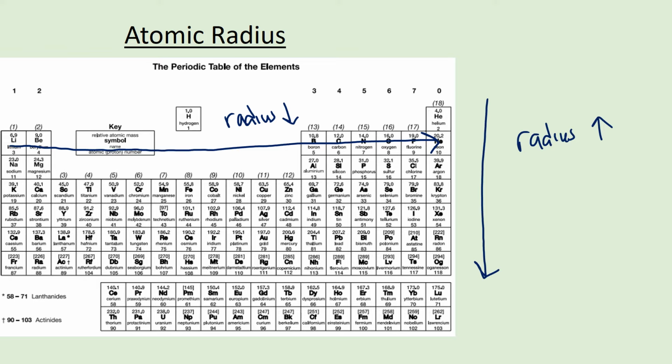Okay, so the trend is down the periodic table, radius increases. Make a note of this. So the radius increases because you have more shells and more shielding. When you go across a period, the radius decreases because same number of shells, similar shielding, but an increase in nuclear charge.